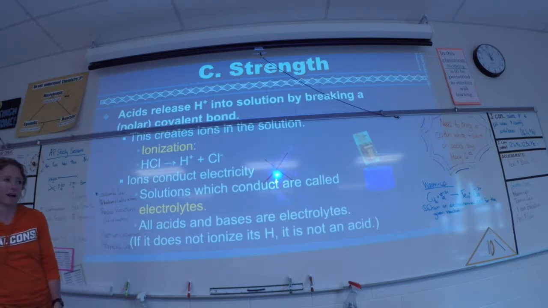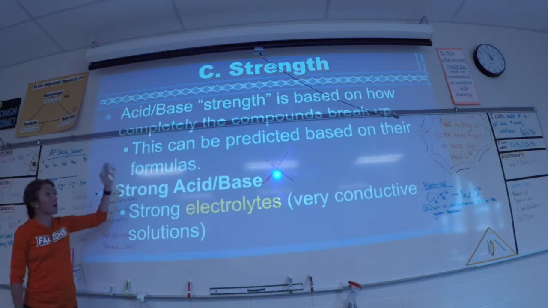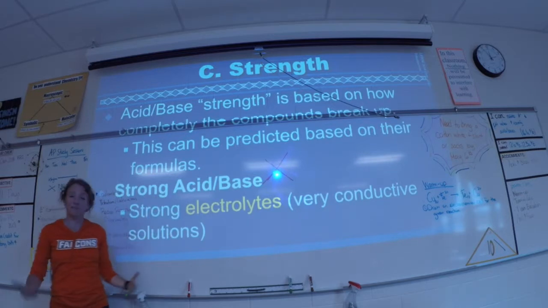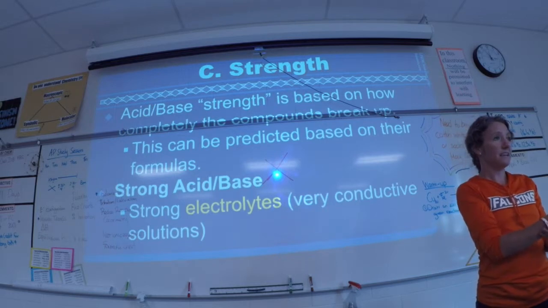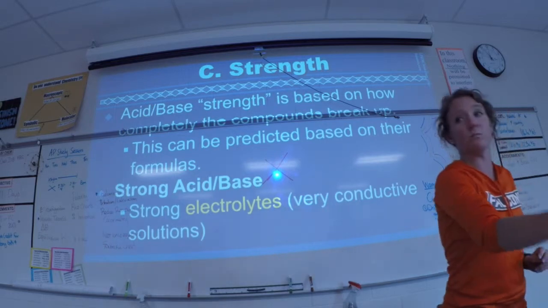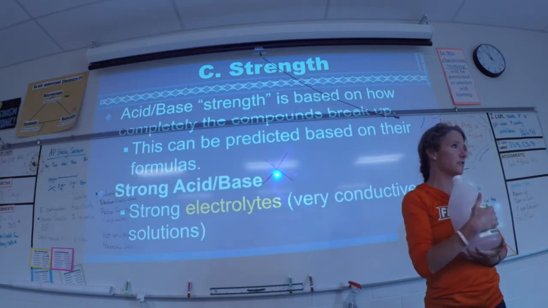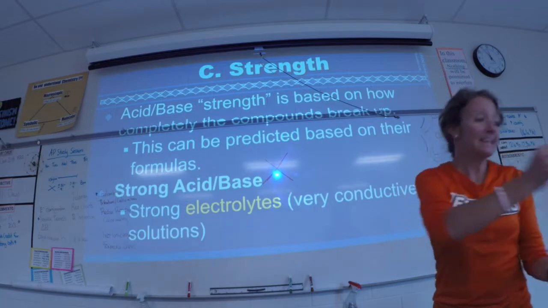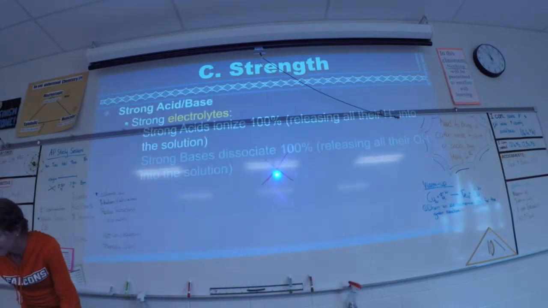We can test and see the difference with my light bulb. Strong acids are going to be strong electrolytes, so they'll be very conductive. If I go grab my light bulb and stick it in the HCl, it would be much brighter than it would be in the vinegar, because vinegar is an acid, but it's weaker than hydrochloric acid, of course. Now, the other way to identify strong and weak is by the chemical equation.